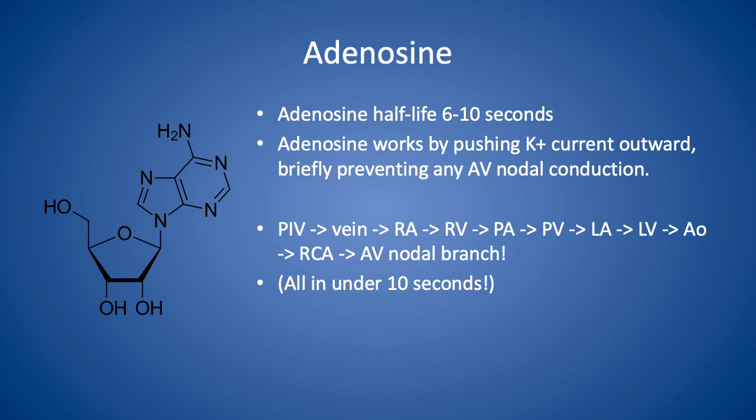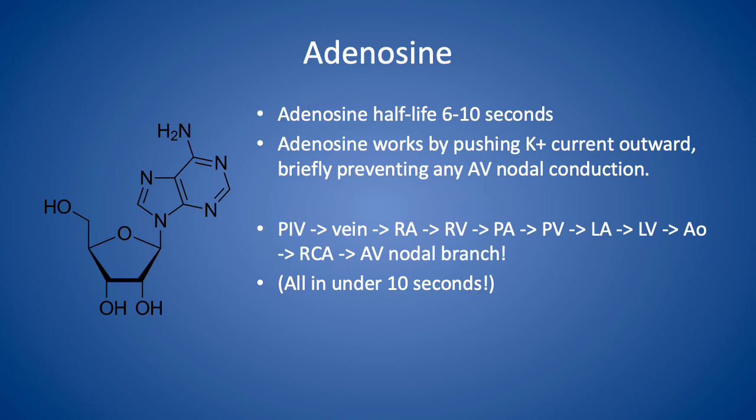And it's helpful to appreciate the pathway when we're administering adenosine. And so if we think about it, if we're giving it through a PIV, it goes to the vein, then back to the right atrium, the right ventricle, then goes to the pulmonary artery, the pulmonary veins, back from the lungs.